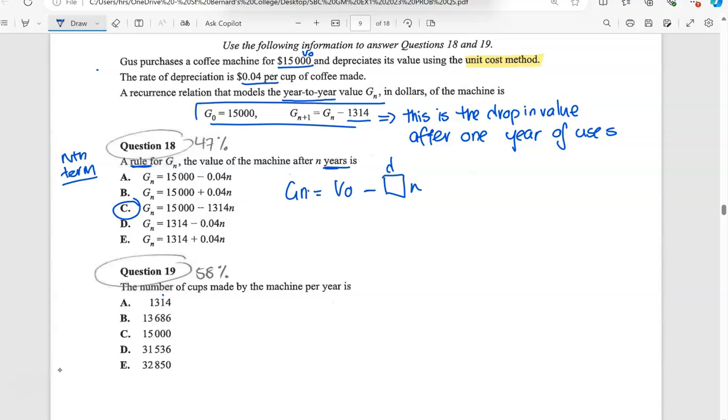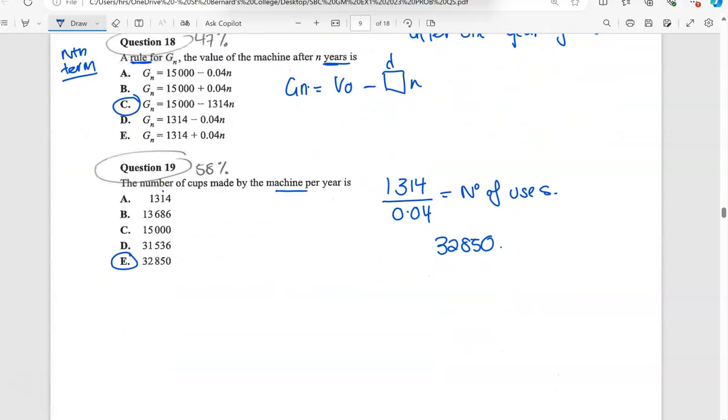But the next one, the number of coffee cups made in the machine per year. Well, if we know that it drops 1,314 per year, but a coffee costs 4 cents to make, that's going to equal how many? If you divide that by that, that'll be the number of uses. So when we do that, we end up with 32,850. It's just a little bit trickier in terms of reading it. Make sure year to year. They're trying to make it a bit nastier because it's easy to just do basic unit cost ones. Everyone's got that. So they're trying to change it up a bit.